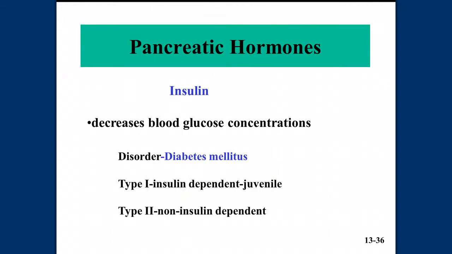Now, insulin acts in the opposite way. It decreases blood glucose concentration, so when you eat a meal that is high in sugar, your pancreas should release insulin, and insulin will decrease blood glucose concentration. It lowers blood glucose. It is released when blood glucose is higher, such as after you've had a meal. Insulin is produced by beta cells.